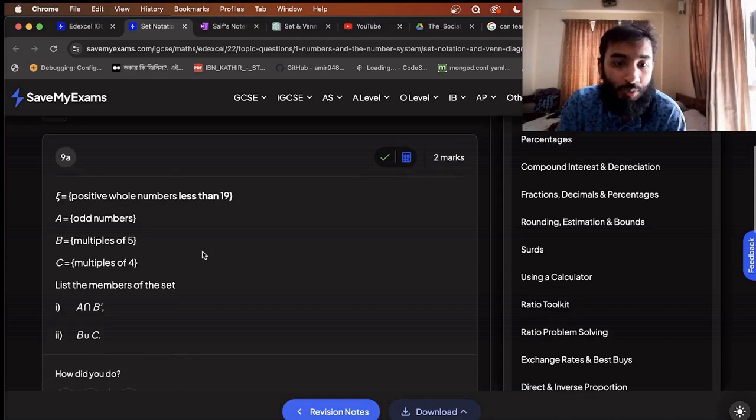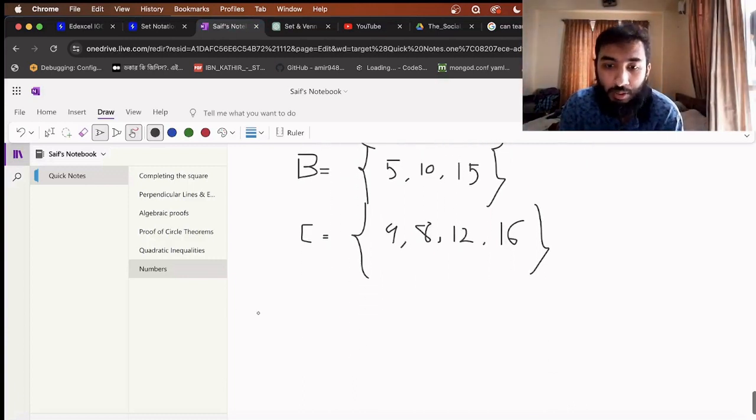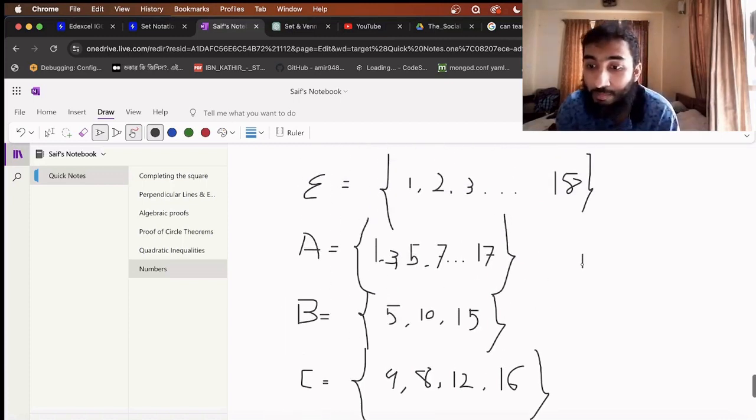So what do I have to solve? The first part is we have to solve this expression, set A intersection B prime. In order to figure out what A intersection B prime is, we first have to figure out what B prime is. B prime is the universal set excluding B.